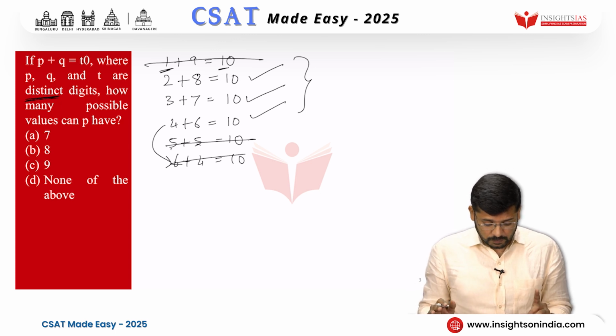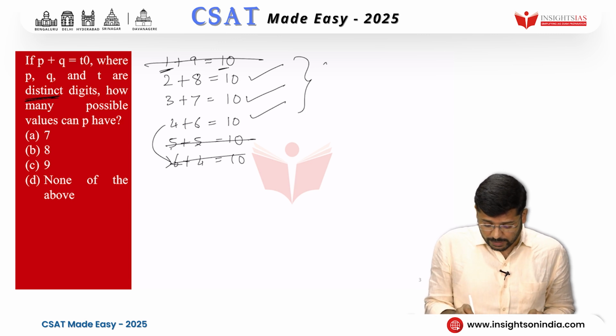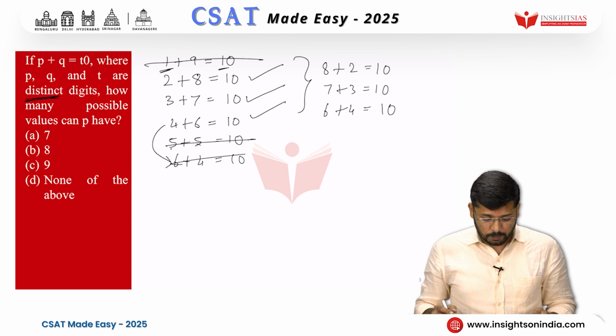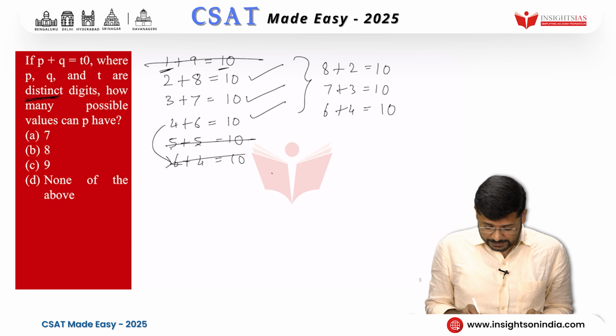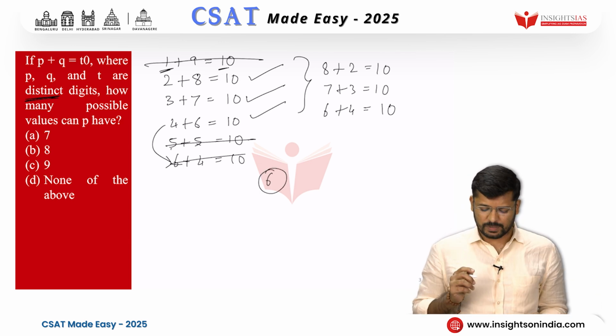However, we did not write the reverse orders, right? For example, we left out this one. 8 plus 2 is equal to 10, then 7 plus 3 is equal to 10, then 6 plus 4 is equal to 10. Yes. So, how many possible values can P have? The answer is 6. They can have any of these. So, the answer is 6.